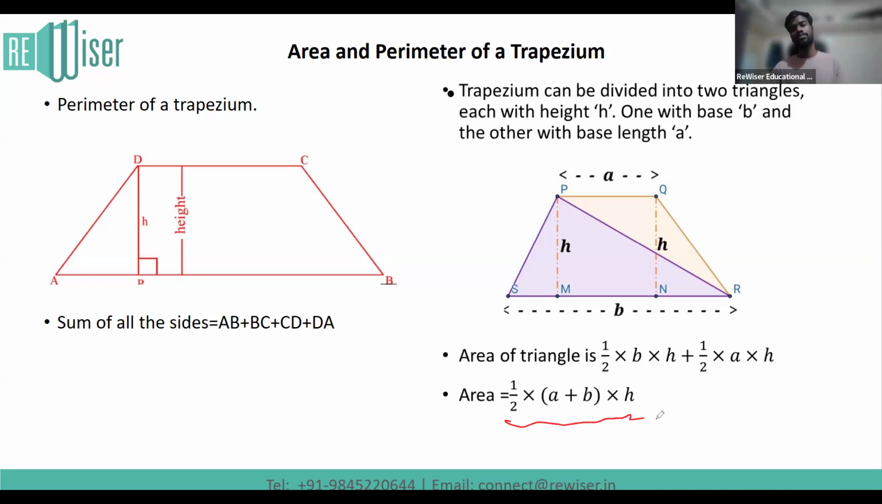half into the sum of parallel sides. The parallel sides means here these two are the parallel sides. So the sum of parallel sides multiplied by height. Height is basically the perpendicular height. So you should never think about taking this slant height as the height.